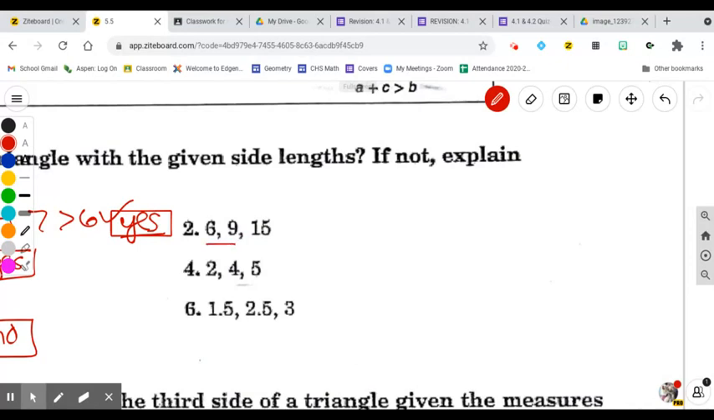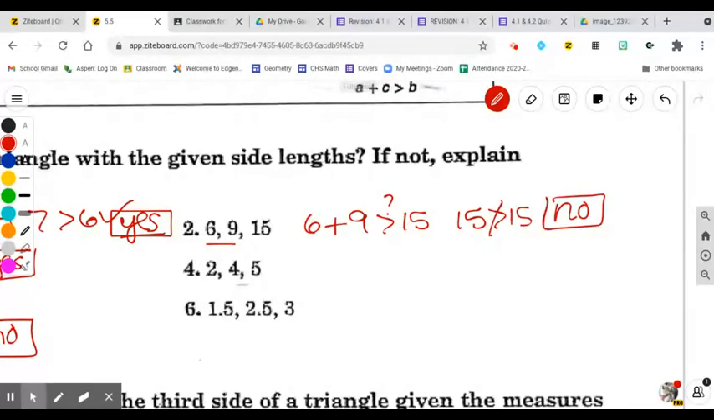6 and 9, if you add those together, that gives you exactly 15. So if you're asking yourself, is 6 plus 9 greater than 15? Well, 15 is not greater than 15. So it's a no. So if the two smallest ones add together to equal the third side, that's also a no.